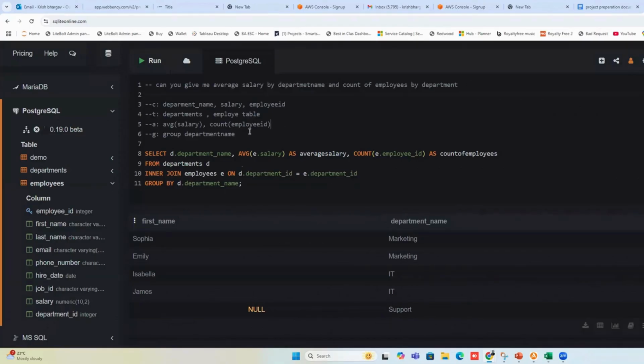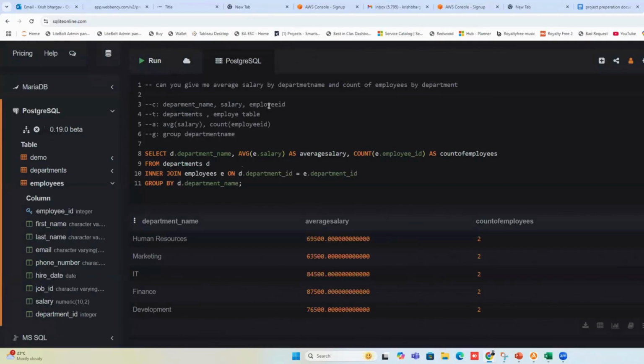By department. All right. So now select D dot department name, average E dot salary as average salary, count E dot employee ID as count of employees. That is the name of the column that will be in my result. From departments D, inner join or join, whatever you want, employees E on D dot department ID is equal to E dot department ID. And I'm grouping by D dot department name. Easy peasy.